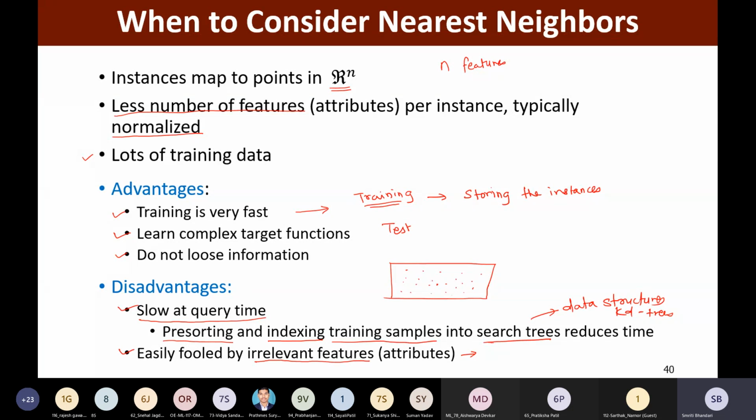So far we have seen two nearest neighbor algorithms. The first is the K nearest neighbor algorithm, and the second was the distance weighted nearest neighbor algorithm. While selecting those algorithms, we should keep all those points in mind. If we have a small number of features, the features are typically normalized, and we have enough training data available, then we may go with the nearest neighbor algorithm.